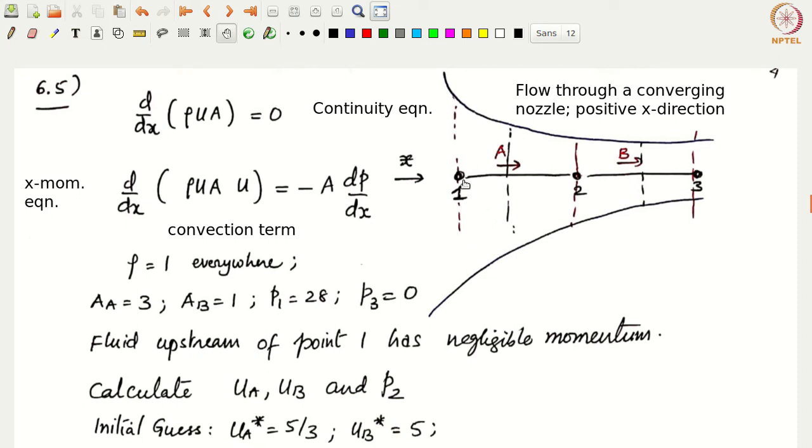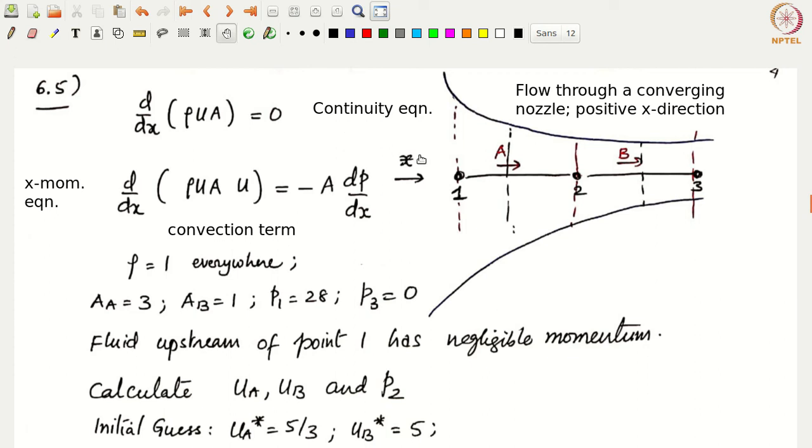Again, this is similar to the previous problem. Both the boundary conditions given are the pressure. P1 is 28 and P3 is 0. That's what is given. And it is also given that fluid upstream of point 1 basically here has negligible momentum, right? That means upstream of 1 has negligible momentum.